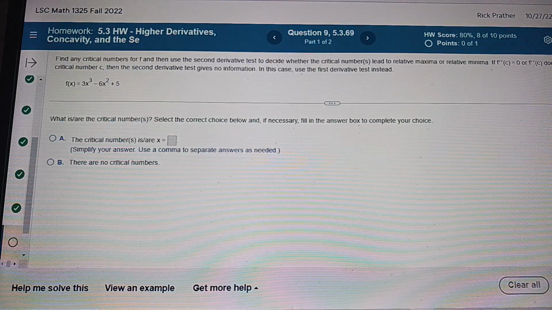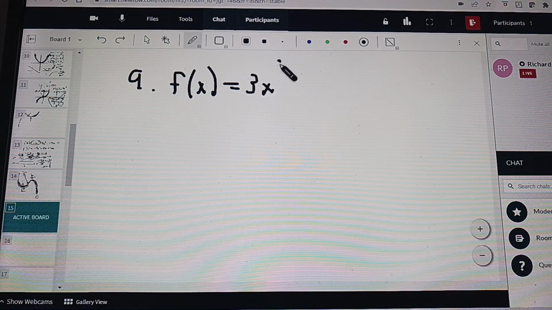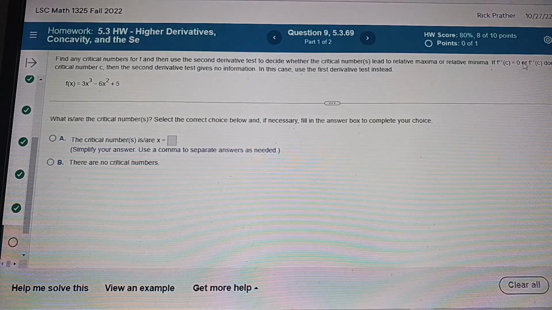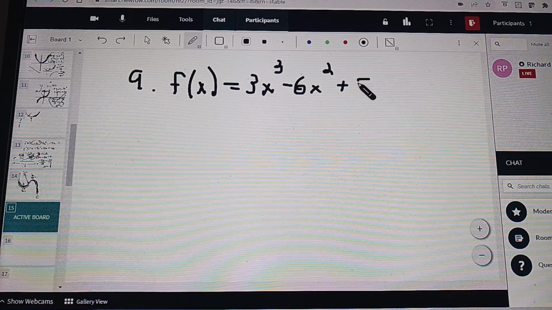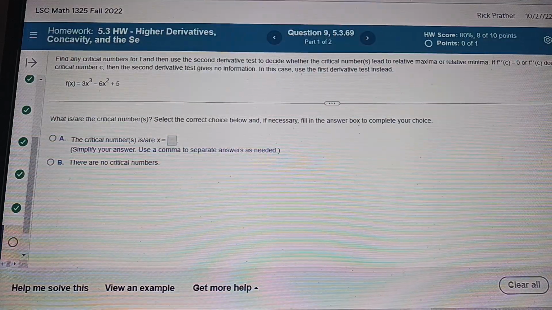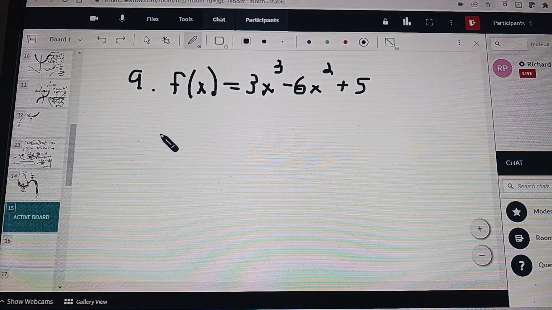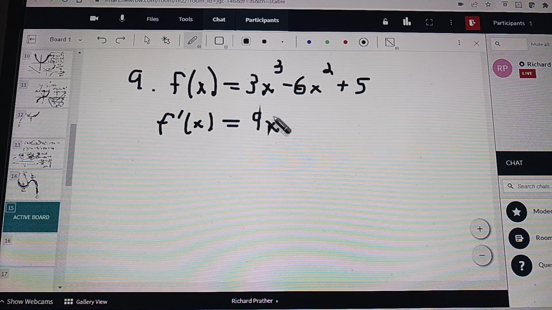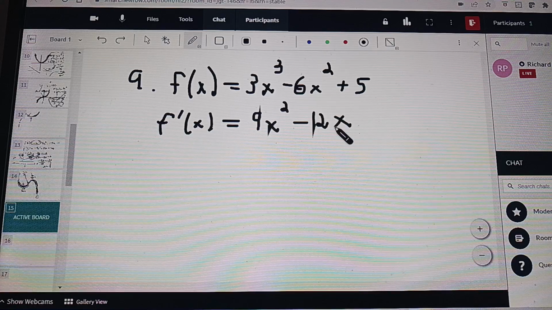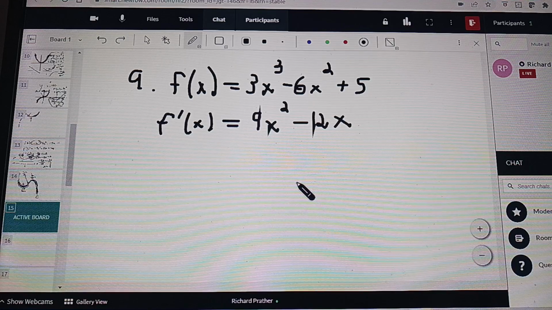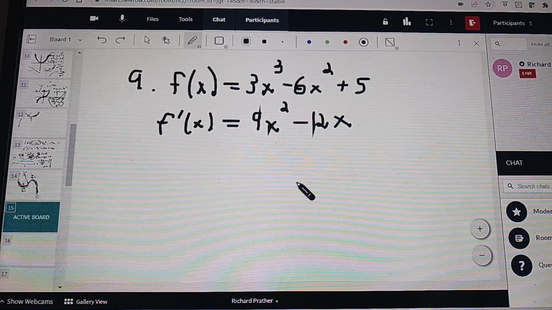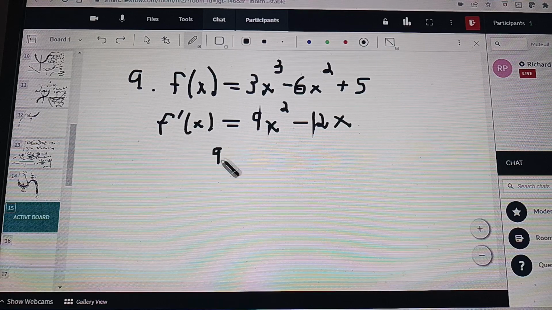So 3x cubed minus 6x squared plus 5. This problem is kind of section 5.2 and 5.3 all rolled into one. So first you find your first derivative. It's 9x squared minus 12x. Then you'd want to find any critical numbers from that. And it's never undefined because it's a polynomial. It's squared, so it could have 2 zeros. There could be 2 critical numbers here. In fact, there will be.